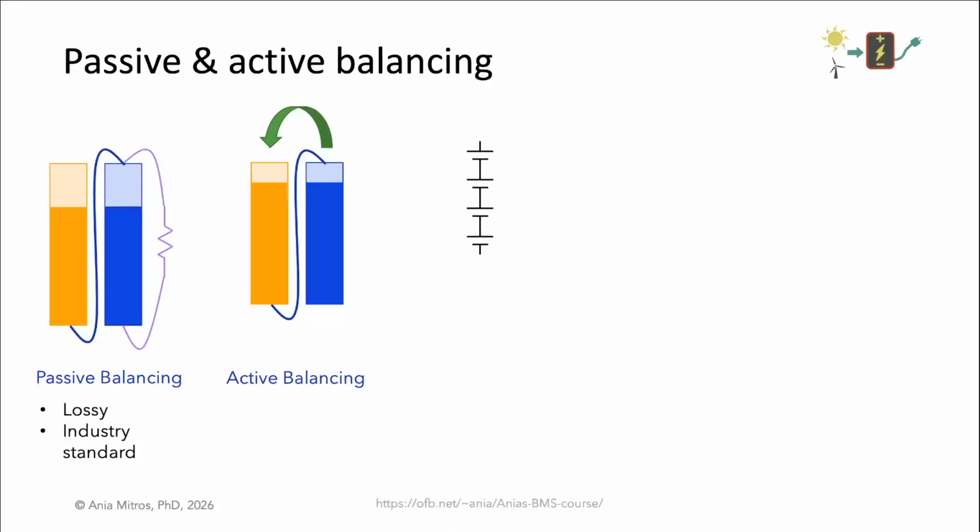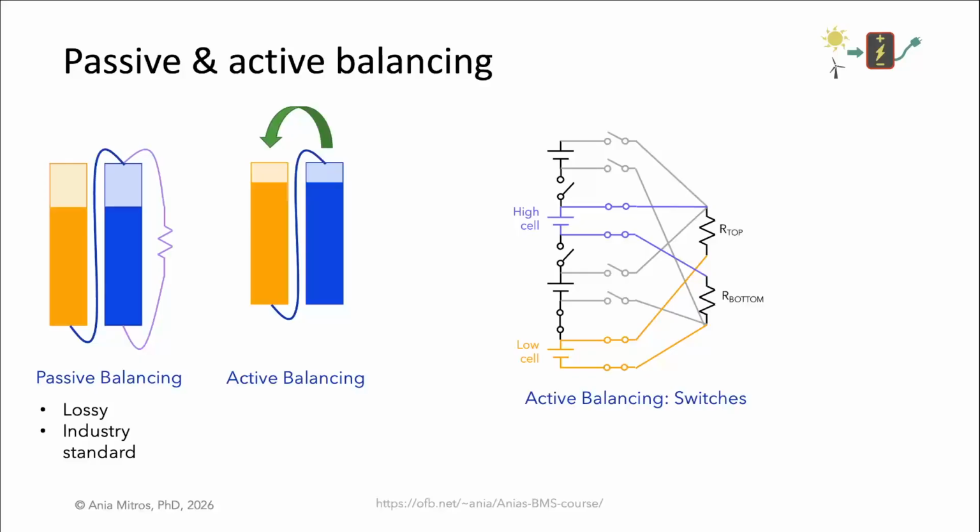For simplicity, consider a 4-cell battery pack. We need some way to move charge from any arbitrary cell to any other arbitrary cell. One possibility is switches. Maybe we could just connect the high cell to the low cell and let them equalize by putting them in parallel. Maybe we include some low-value resistors to limit the current. That's conceptually simple. Let's count how many switches we need.